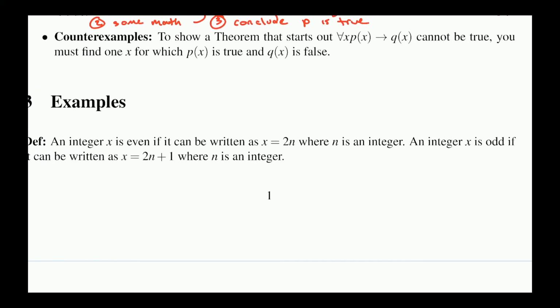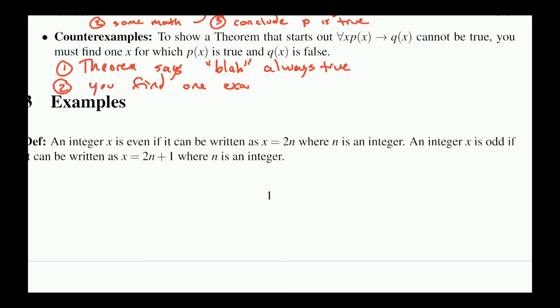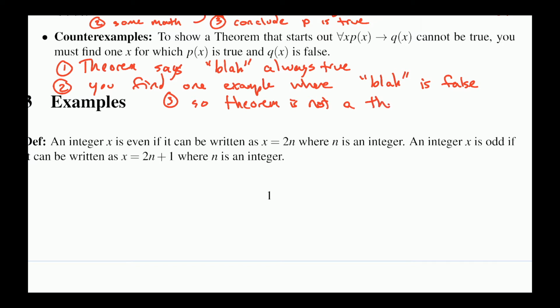So counterexamples are not really a proof technique at all. What they are is to show that a theorem is not actually a theorem. So if you have a theorem that says blah is always true, you find one example where blah is false. So then you conclude that your theorem is not a theorem, right? And so this one example is your counterexample.